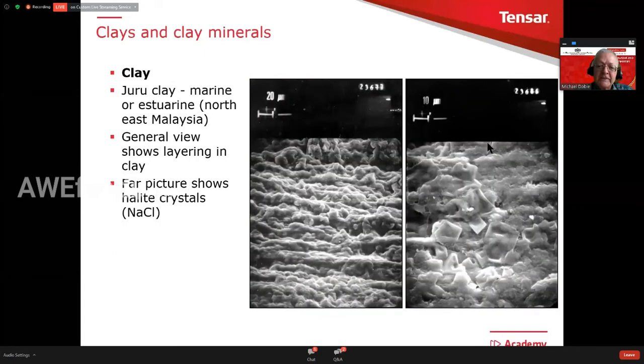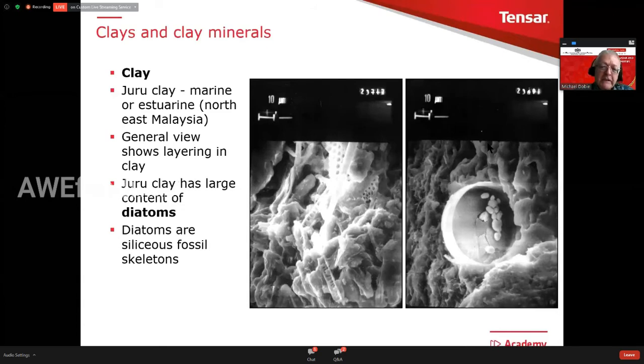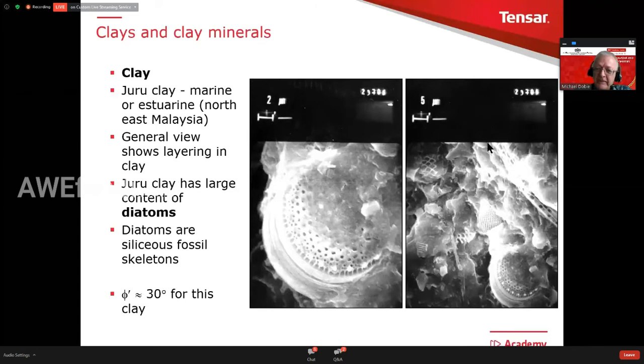You can see it looks quite layered when we have a general view. But when we look a bit closely, we start to see some interesting things. This is the case in many of the marine clays around Southeast Asia. We find diatoms. Now, diatoms are basically siliceous fossil skeletons. So they're made of silica. Silica is the same as quartz, of course. And in this particular case, this clay had up to 60% content of silica.